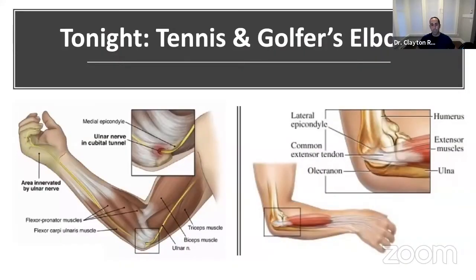And tonight we are talking about tennis and golfer's elbow. So this is a really cool topic. Probably one of the more common conditions of the elbow, definitely tennis elbow. We've all heard of.